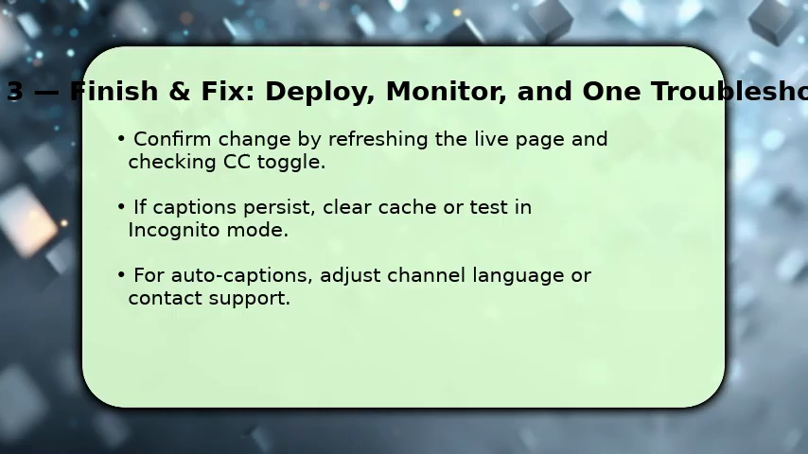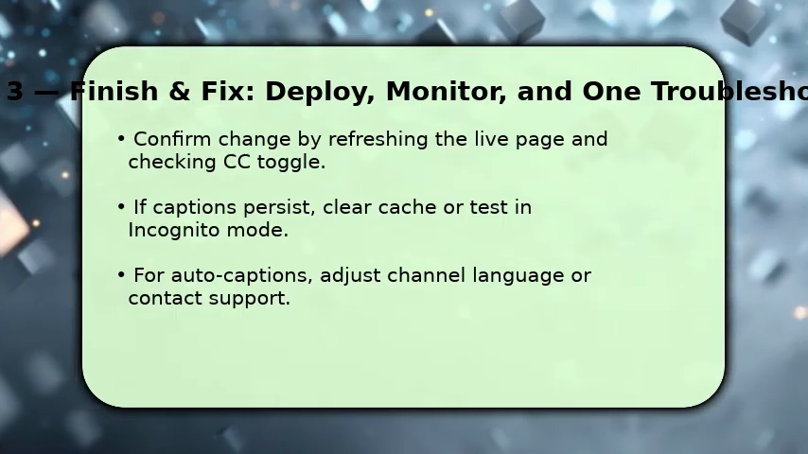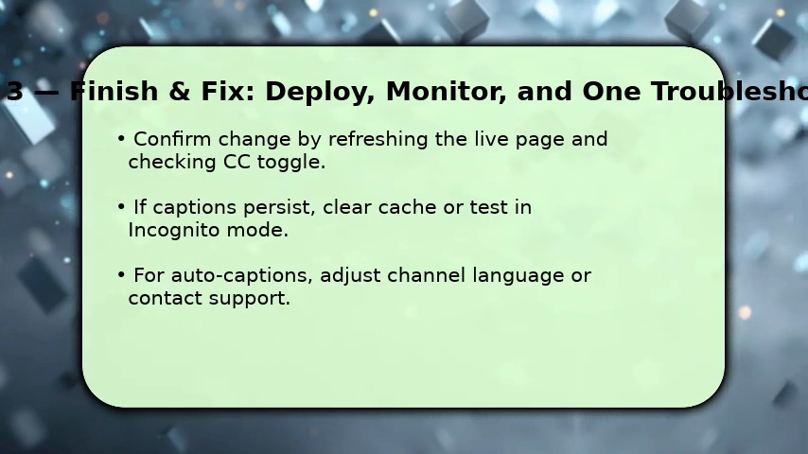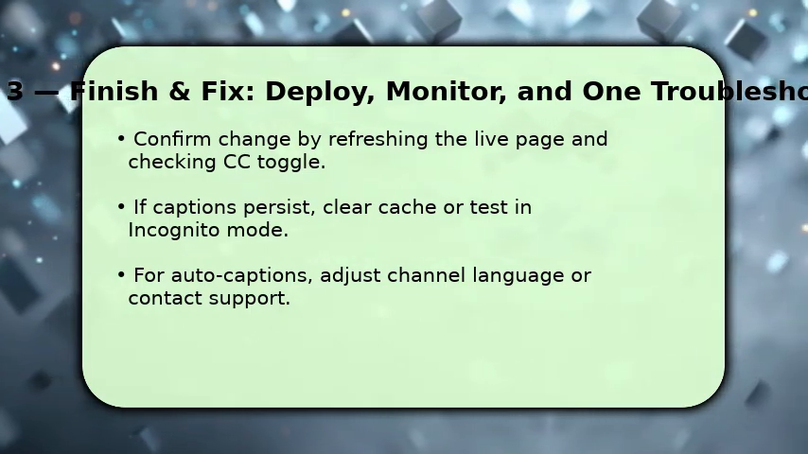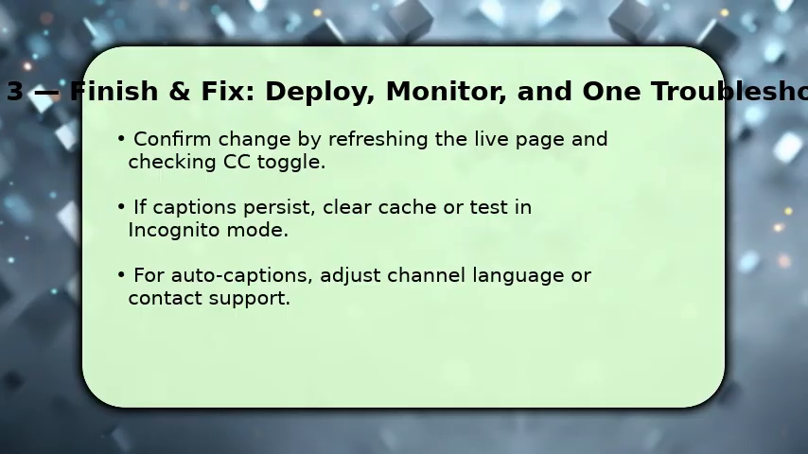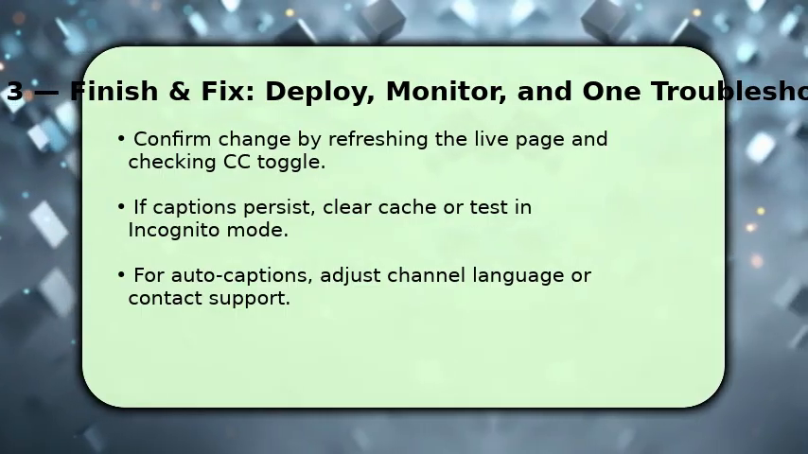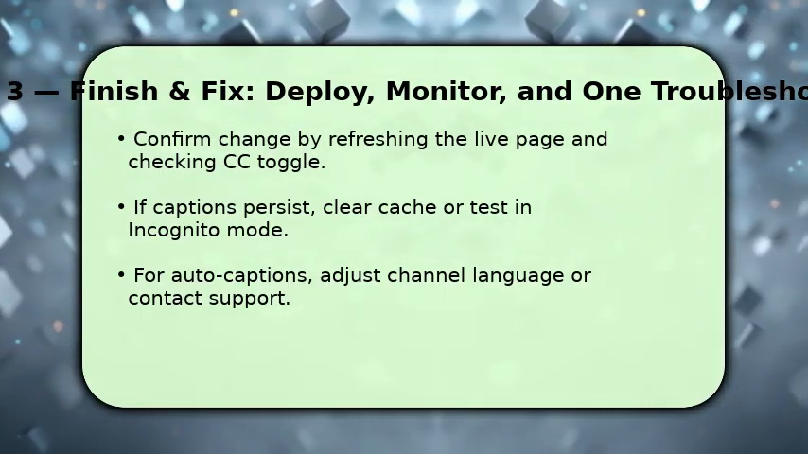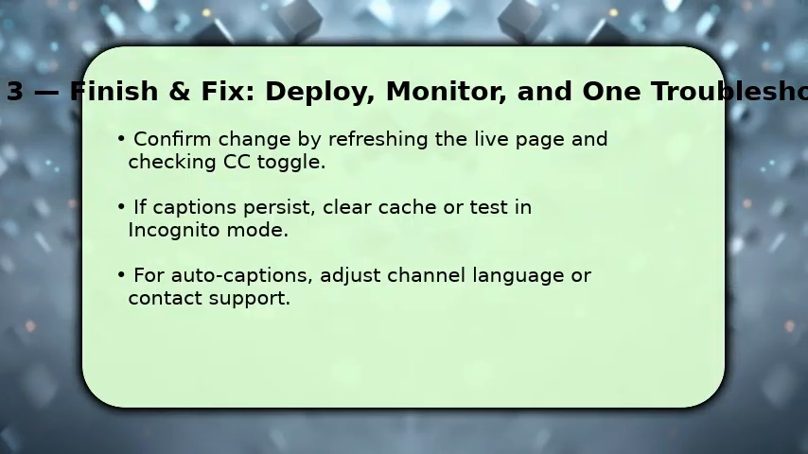Once you've disabled auto captions at the stream level, also review channel language and transcription settings to prevent regeneration. Troubleshooting tip: if automatic captions persist, temporarily disable live captions in account settings or contact YouTube support for persistent auto caption removal.